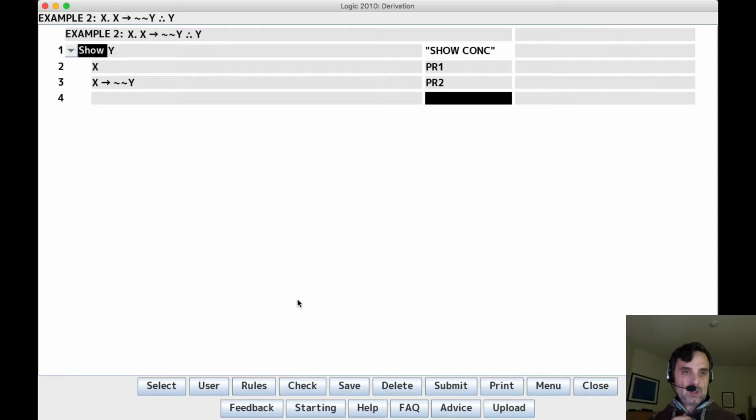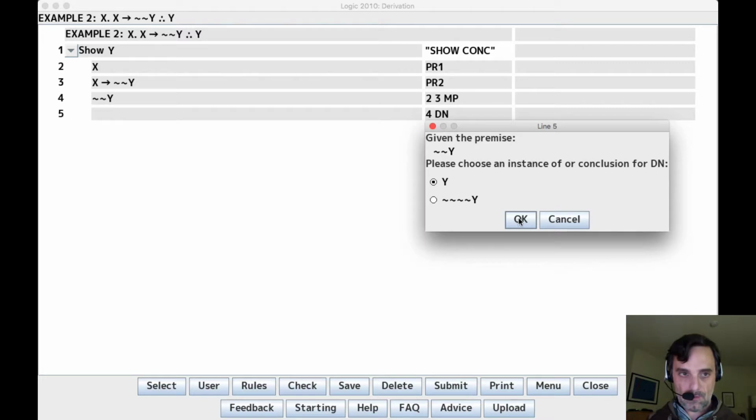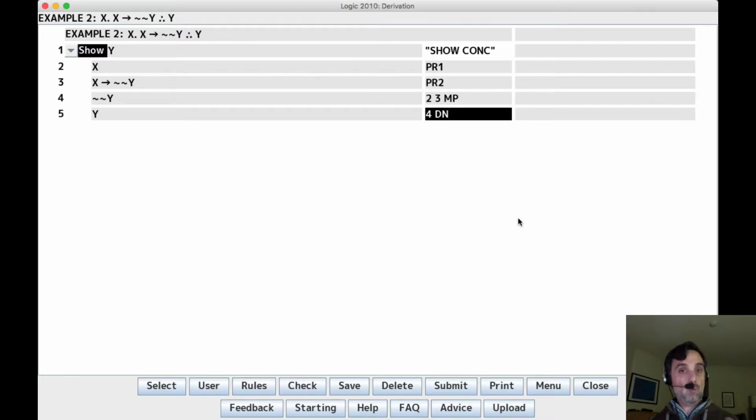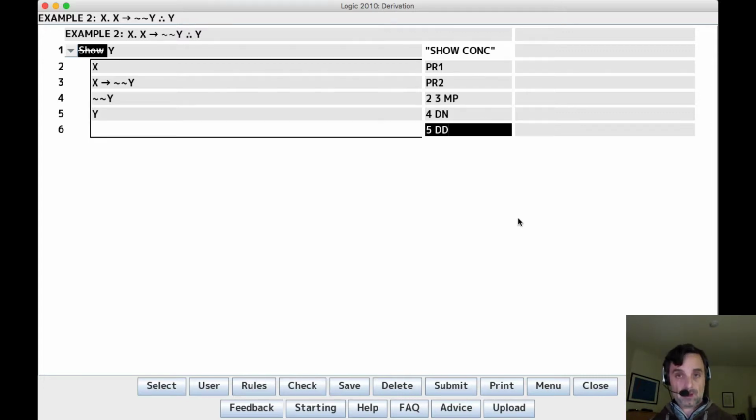Okay, well, can we do Modus Ponens or Modus Tollens? Yeah, we can do Modus Ponens because we have the conditional of x and not y, and we have its antecedent x. So 2, 3 modus ponens, and we get the consequent, which is not y. Is that the conclusion? No, because the conclusion is just y by itself. So we need to apply double negation, and we need to get rid of the double negations, and we get y. Now we have the conclusion, and so now we can say direct derivation.